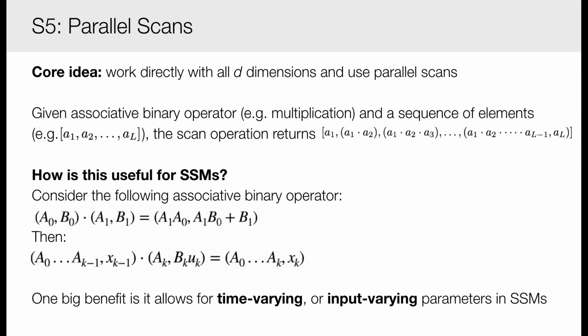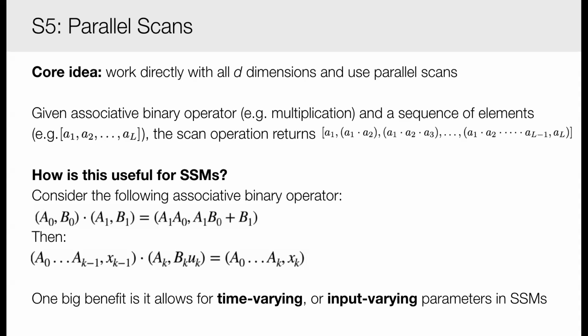You take your sequence elements, for example A1 to AL, and a scan operation basically returns that multiplied by its factorial if it was multiplication. If it was division, it obviously wouldn't be a factorial, it would be repeated division. But you have this list of factorials, and this is useful for SSMs because it allows you to very quickly compute your A parameter, which was a fairly big problem back in S5.